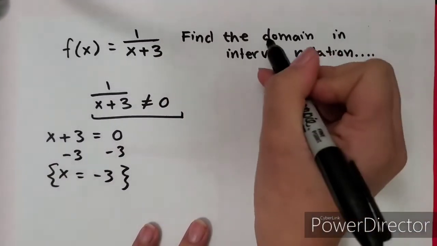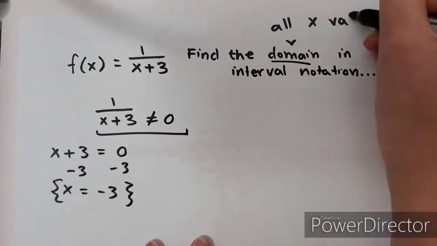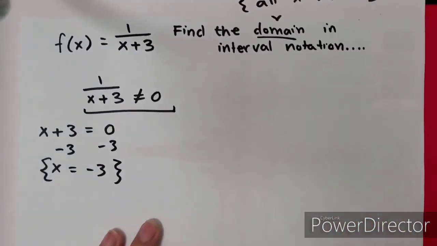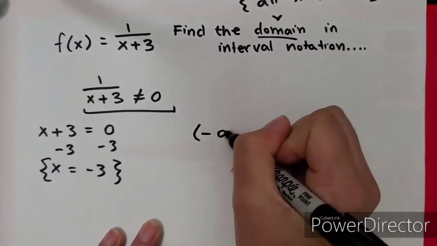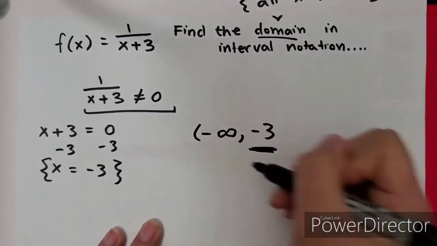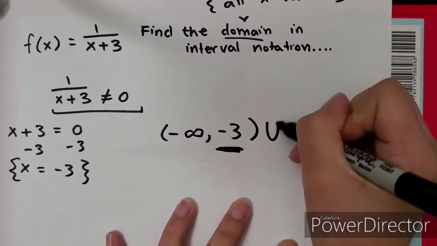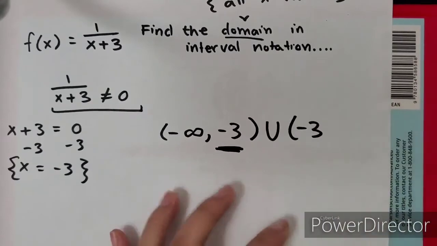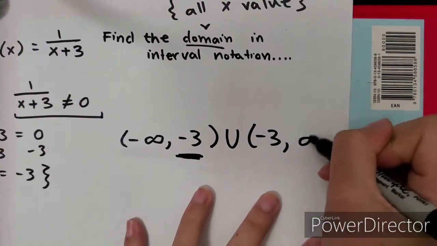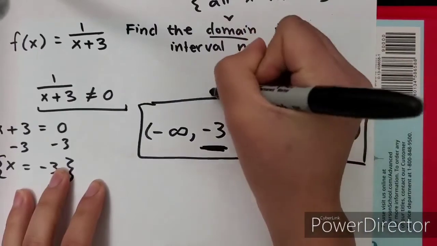Meaning if you were to find the domain, which is all possible x values, the domain would be from negative infinity to negative 3, because that's restricted. It's not defined. And because it's not defined, we'll use a parentheses. Union, because even though only negative 3 is not defined, everything else is. So continue onward. And that would be our notation for this.